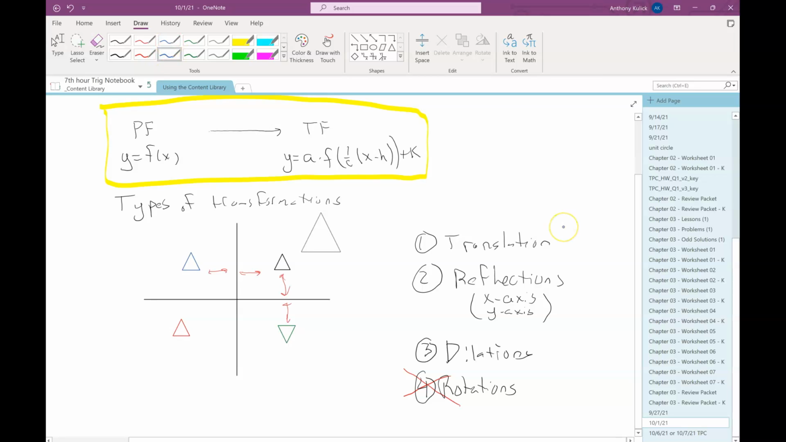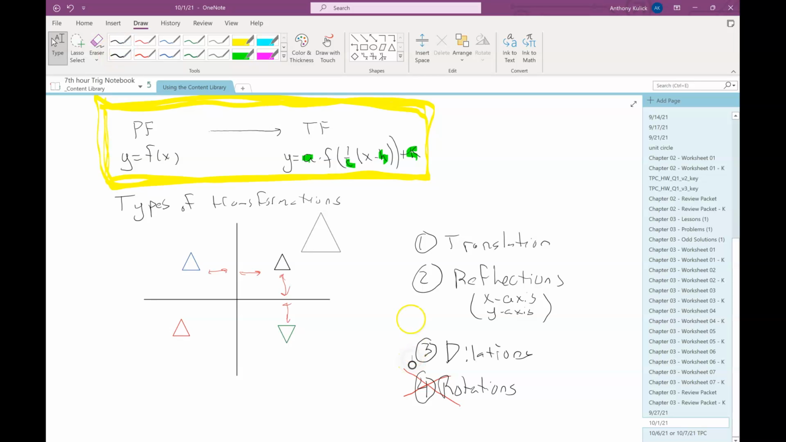So we have this algebraic representation of how we can transform some function. And we've talked about what the different types of transformations are. So let's take a moment here and talk about what these A, C, H, and K do, right? Like what transformation is happening if I give the C a value or the H a value or whatever. Sound good? So I'm just going to do that verbally.